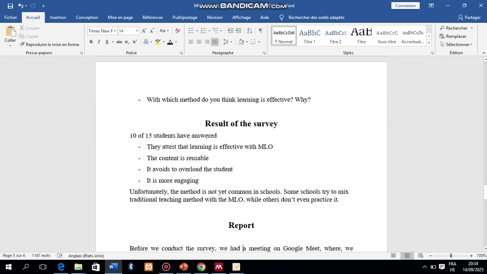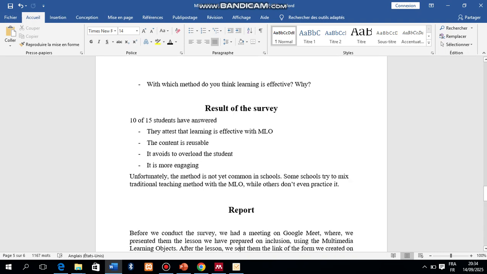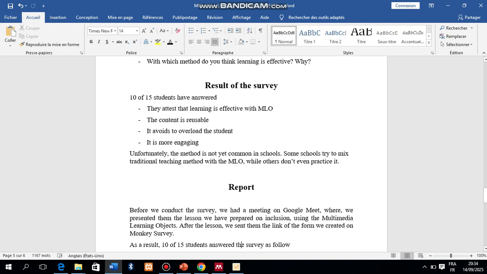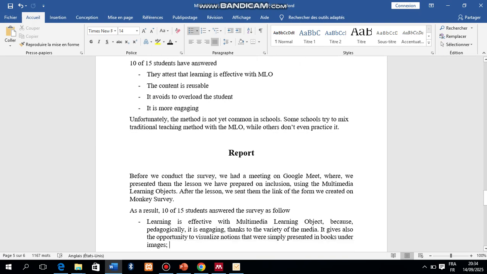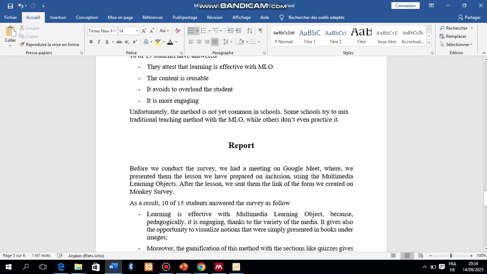We clearly see here that among the 15, only 10 answered the survey, and those who answered attest that learning is effective using multimedia learning object because the content is reusable, it avoids overloading the student, and it is more engaging. But what they say is that unfortunately the method is not yet common in school. Some schools try to mix traditional methods and multimedia learning, while others don't even practice it.